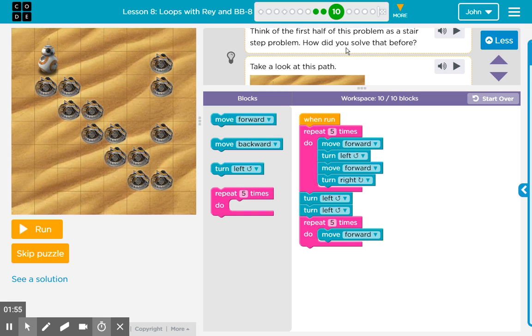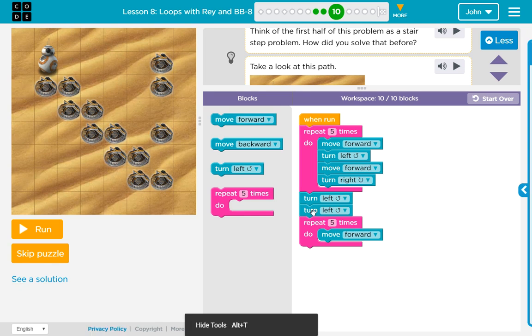Lesson 9 has you combine the artist and the loop together, and that's where it starts really getting complicated. So you definitely want to have a good, firm understanding of how loops work by the end of lesson 8 before you start getting on to lesson 9.